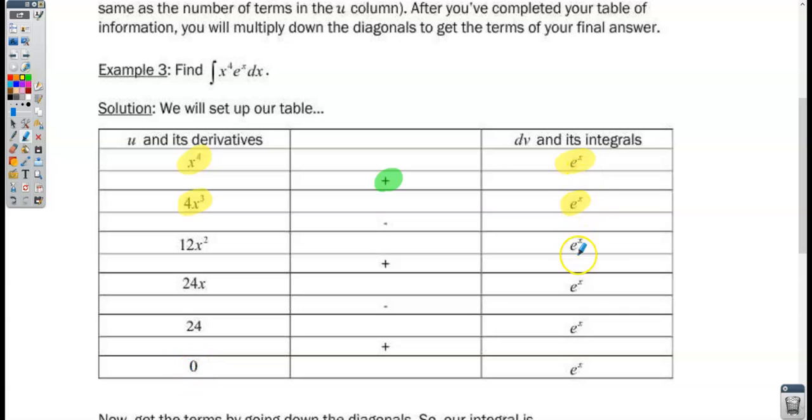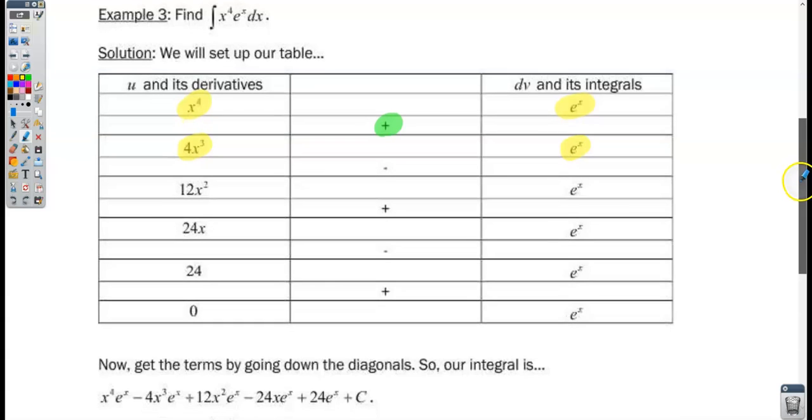And then I take all the integrals along this side. And now I have all of this information. And for those of you who remember, we watched the movie Stand and Deliver last year in AP Calculus. This is where the tic-tac-toe comes in. We're basically taking this and we are multiplying down these diagonals. So I'm taking x to the 4th times a plus sign times e to the x. And that gives me my first term, x to the 4th e to the x.